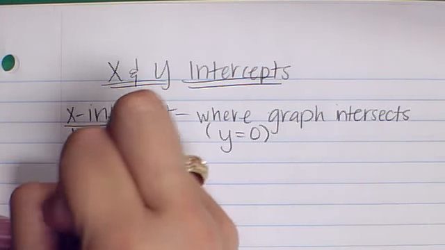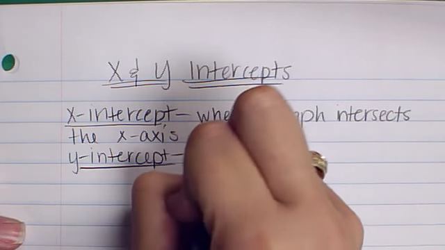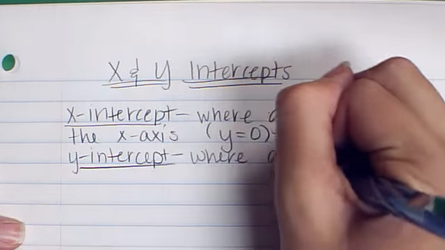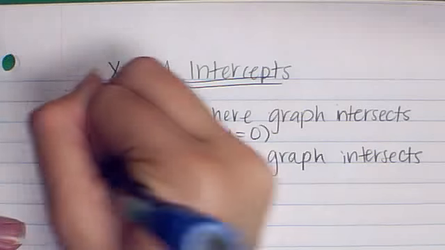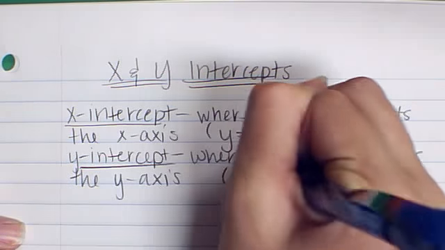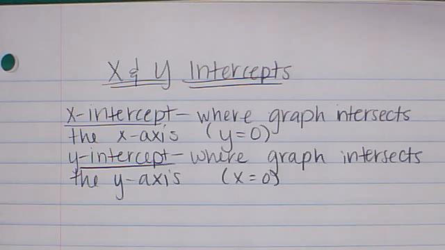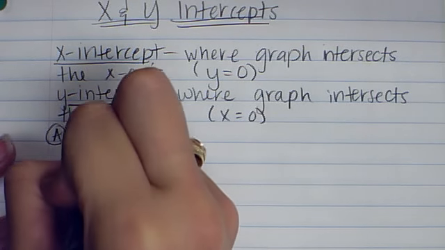The y-intercept is where the graph intersects the y-axis. And in that case, x is always equal to 0. That should make sense to you. X-intercept, x-axis, y-intercept, y-axis.